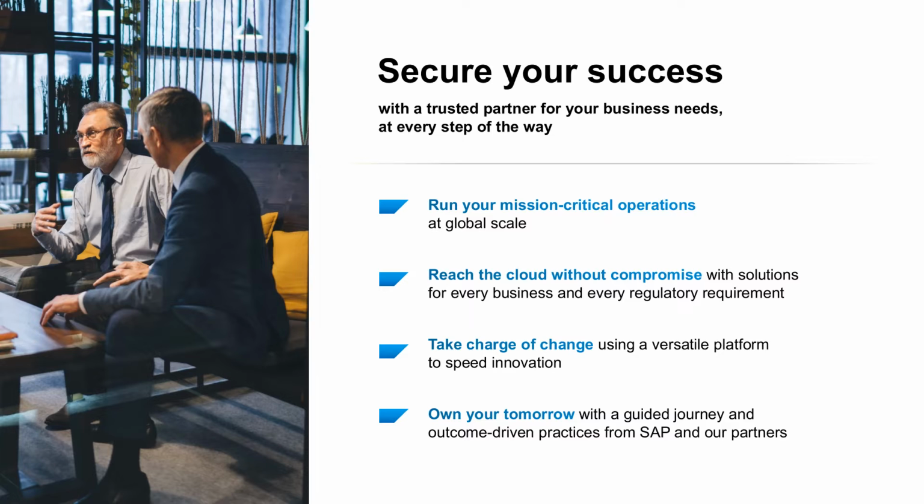So for example, run your mission critical operations on a global scale. The fact is, country and region-specific business requirements are embedded in the solutions to enable compliance with ever-changing regulations and taxation rules. So here are just some facts and examples of how you, our partner, and SAP with the SAP S4HANA Cloud software enables and secures your customers' success. Okay? So we reach the cloud without compromise with solutions for every business need and every regulatory requirement. And so really, with over 100 cloud solutions and choice of cloud infrastructure, the sky's the limit for your customer.